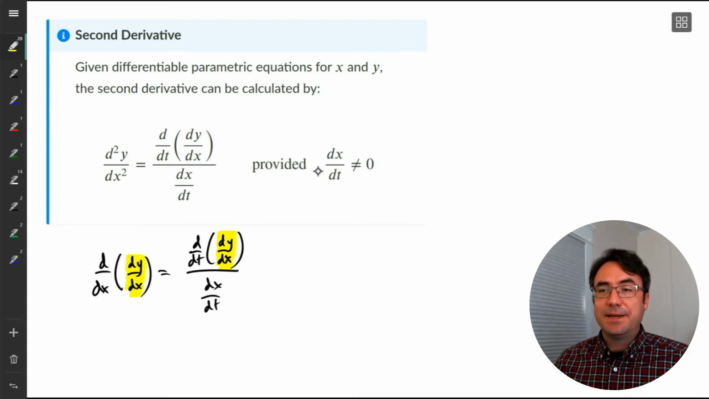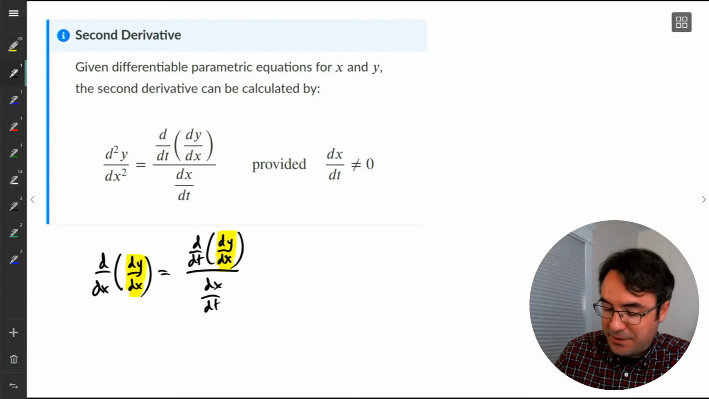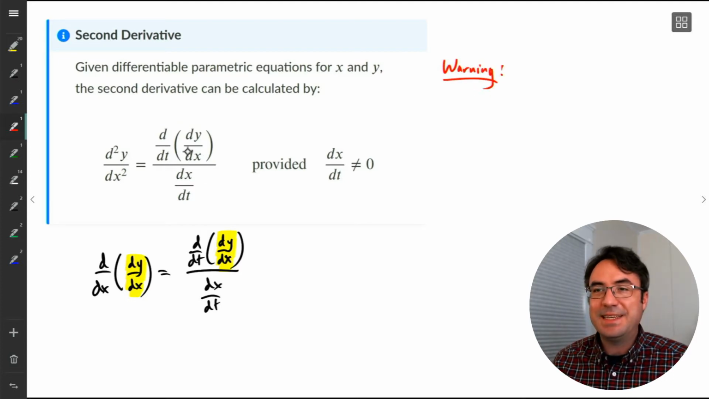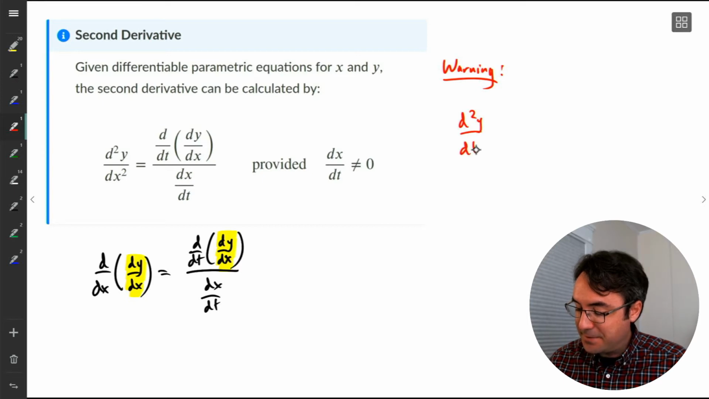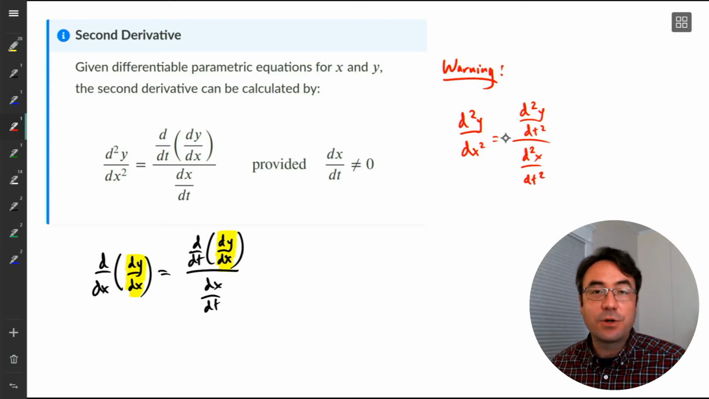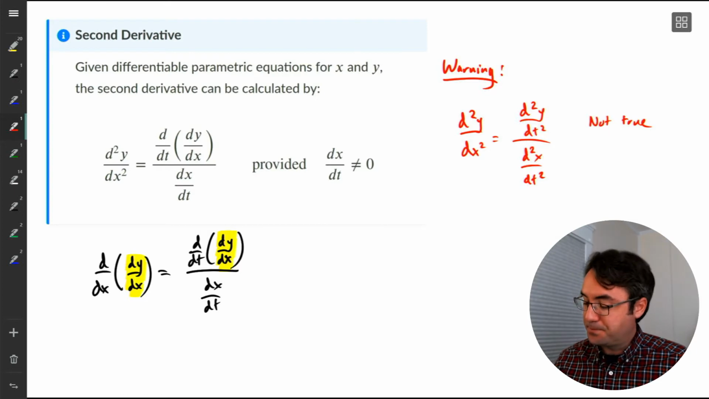This formula is a little bit surprising. So let's make this red. Warning: this might not be what you expect. It's very tempting to say that the second derivative is just going to be the second derivative of y with respect to t divided by the second derivative of x with respect to t. And it's unfortunately not true. Actually, let's just cross out that equal sign. This is incorrect.